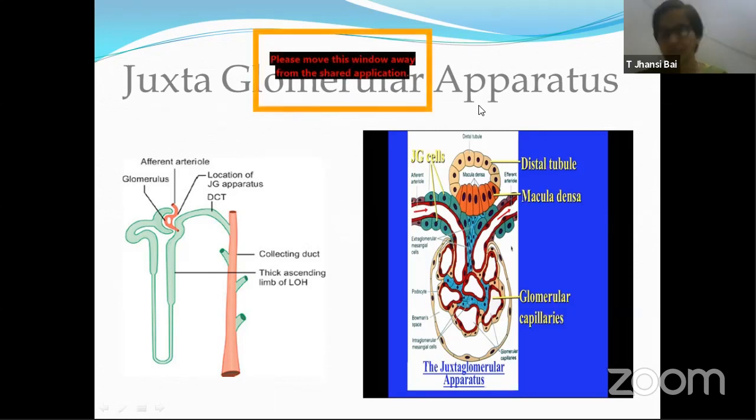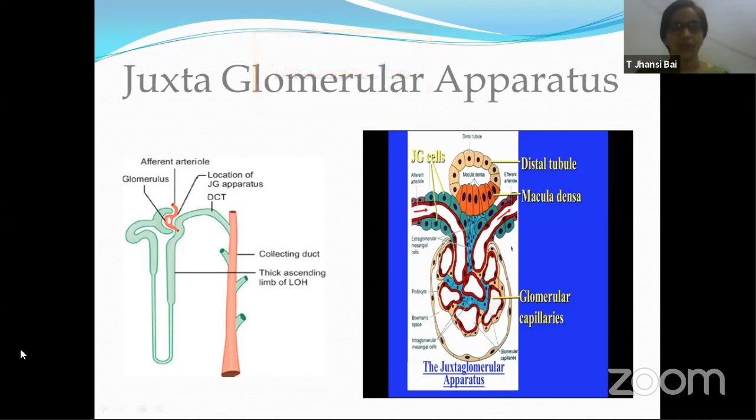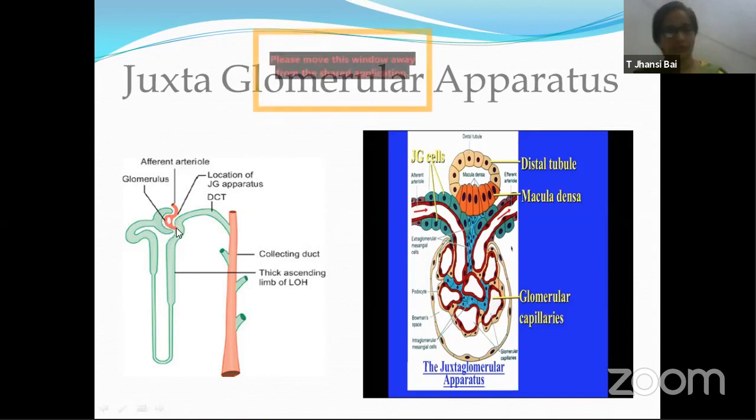Now, what does this juxtaglomerular apparatus do with reference to osmoregulation? Let's try to understand that and then move on to the next slide. Suppose you are taking less water. We know that if you are taking less water, blood volume decreases. If blood volume decreases, pressure in the blood decreases, and that can be noticed in Bowman's capsule. In short, glomerular filtration pressure decreases.